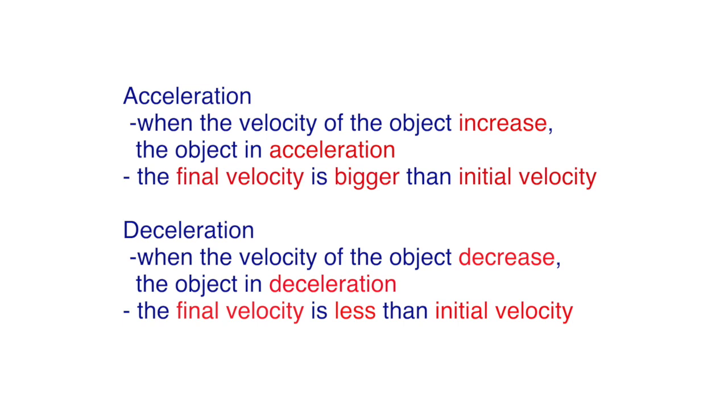When the velocity of the object increases, the object is in acceleration, and the final velocity is bigger than the initial velocity. When the velocity of the object decreases, the object is in deceleration, and the final velocity is less than the initial velocity.